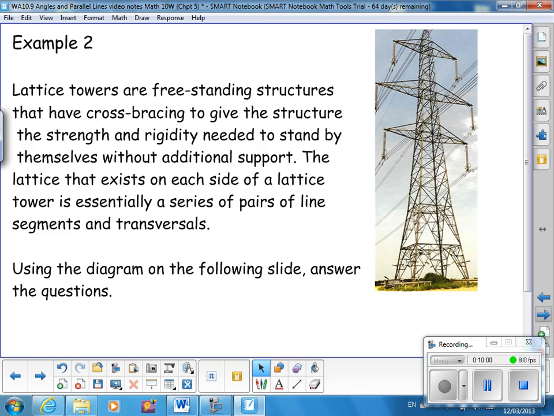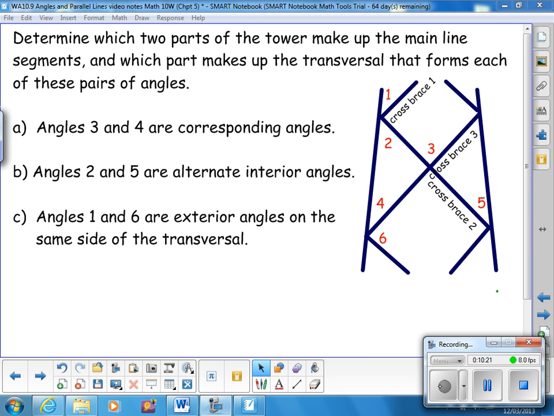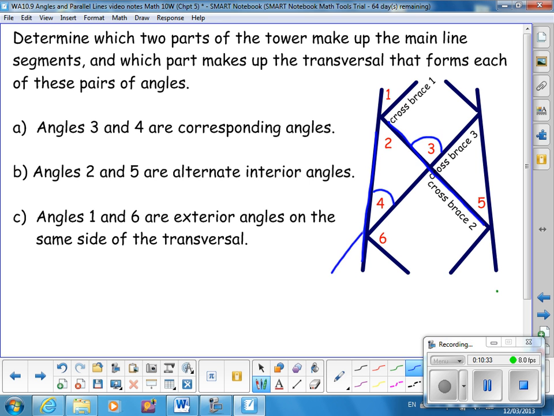Lattice towers are free-standing structures that have cross-bracing to give the structure the strength and rigidity needed to stand up by themselves without additional support. The lattice that exists on each side of a lattice tower is essentially a series of pairs of line segments and transversals. Using the diagram on the following slide, answer the following questions. So we have to decide what pieces are the lines and what pieces are the transversal. So if 3 and 4 are corresponding, that makes these the lines and this the transversal.